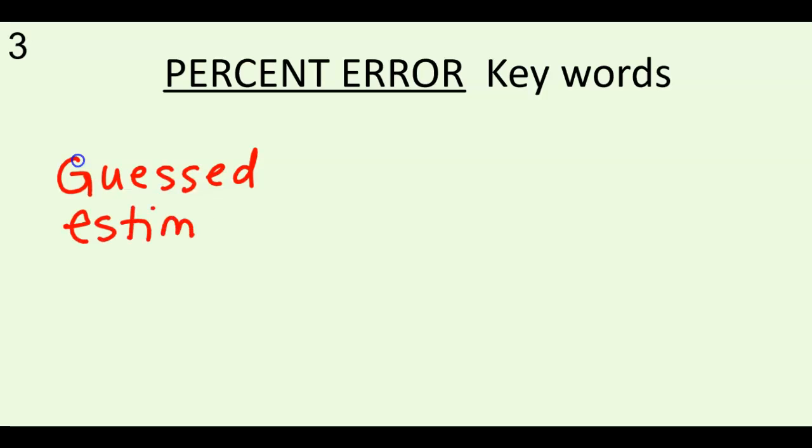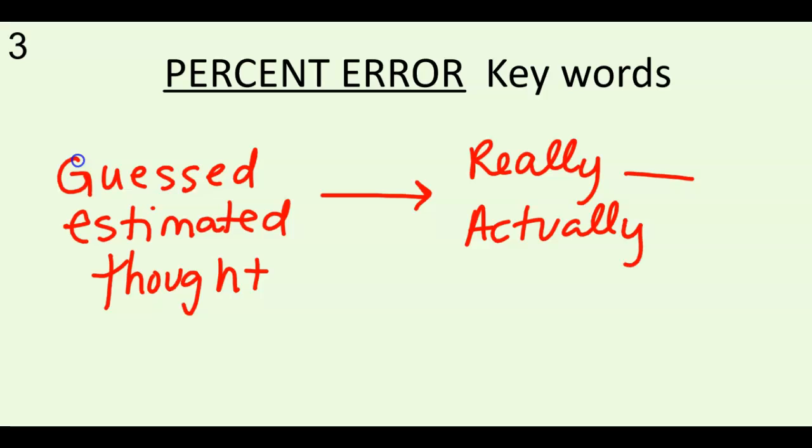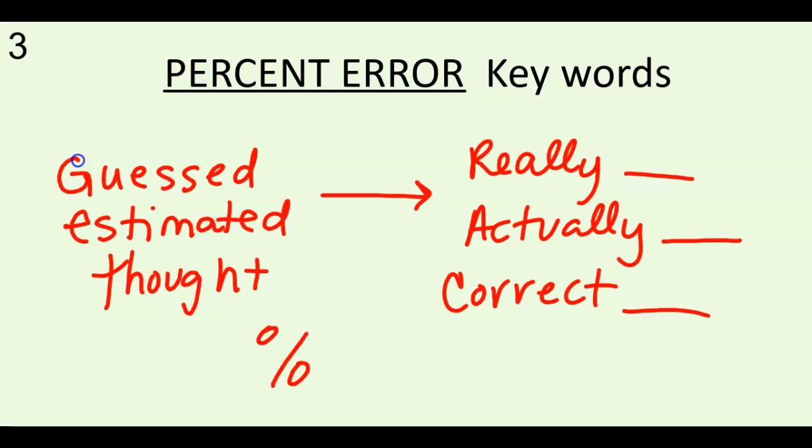Okay, the next kind of problem is percent error. So the clues here in the problem, they're going to tell you that you either guessed or estimated or you thought it was one thing and really it was something else, or actually, or the correct answer was something different. Okay, so in all of these types of questions, you thought it was one thing and it really ended up being something else, and the question might say, what was your percent error?